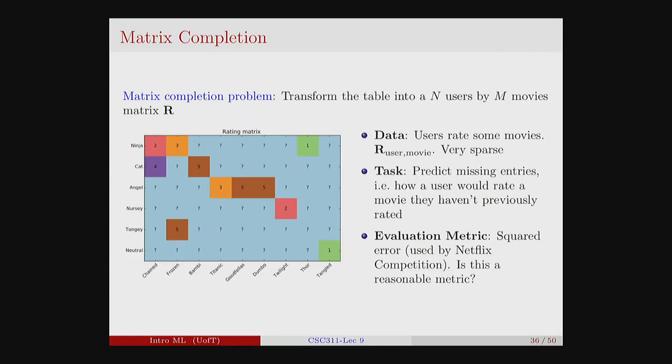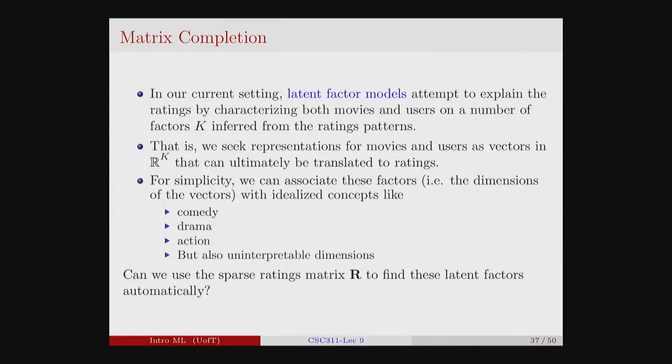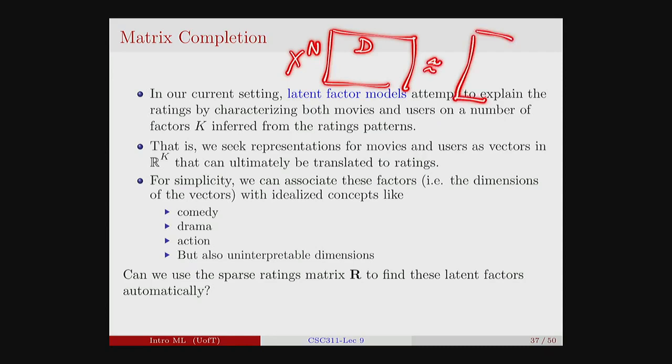The problem is that the original data itself that they have to train this low-rank approximation is very, very sparse. And so in the current setting, what they're going to try and do is solve this problem using numerical methods. So we have our original matrix X, which is n users by d movies. And what we're going to try and find is an approximation to it where we end up with two matrices.